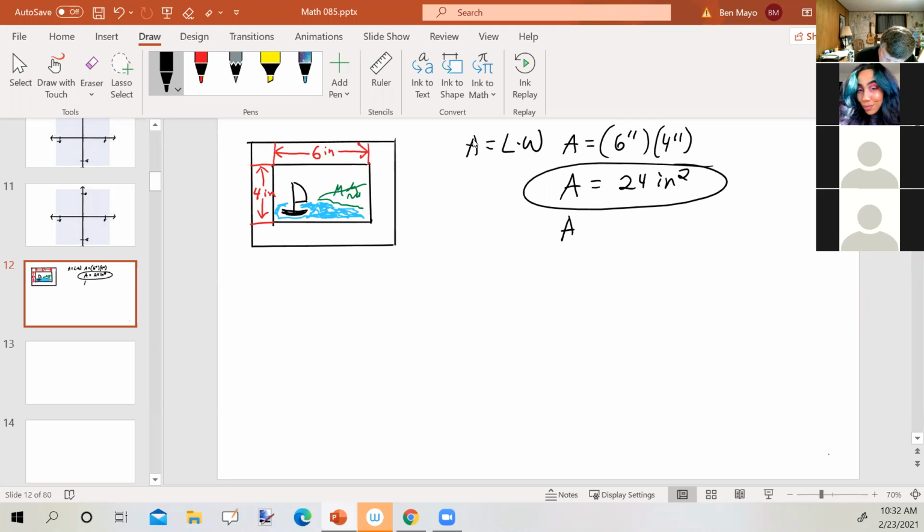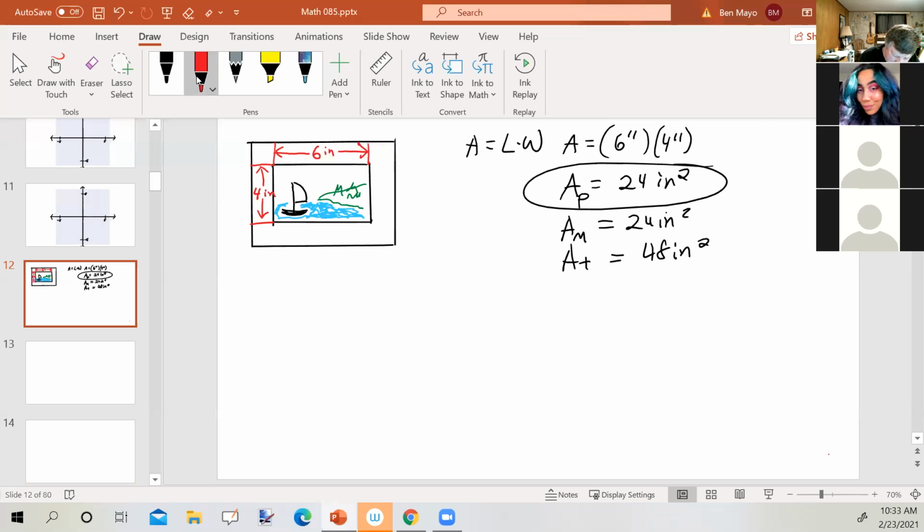We'll call this A sub P for picture and A sub M for matting. The area of the matting is also 24 square inches because they are equal. So the total area would be 48 square inches. So the area of the picture and the matting is 48 square inches. Now, we're told that this matting has uniform width all the way around.